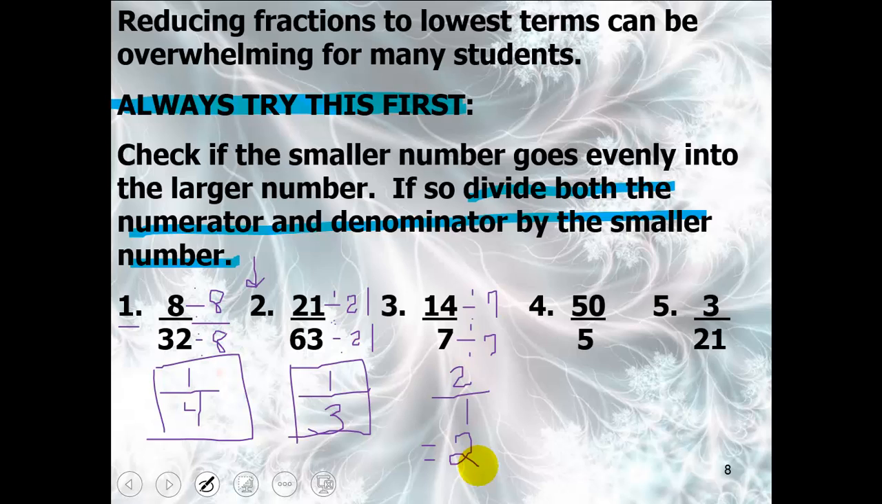How about 50 over 5? I tell you what, why don't you hit pause on your player, try 4 and 5 on your own, and then come back and see if you got them right.